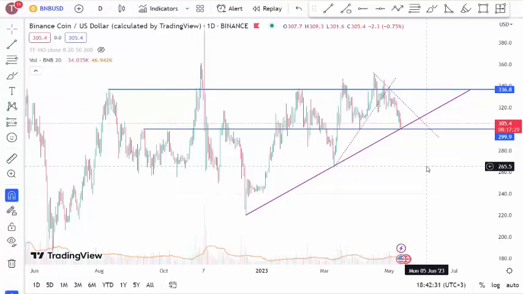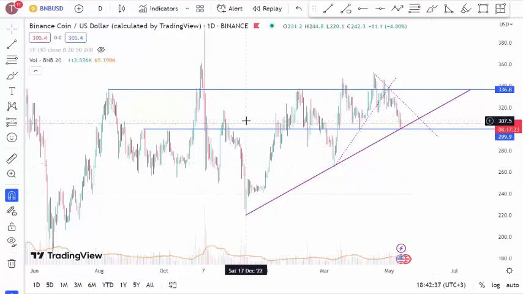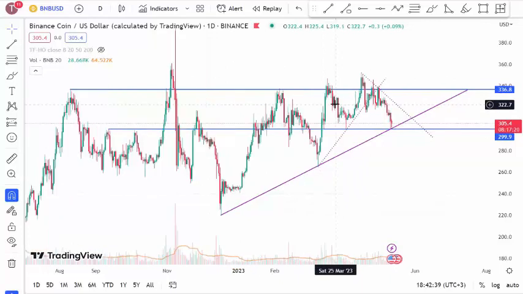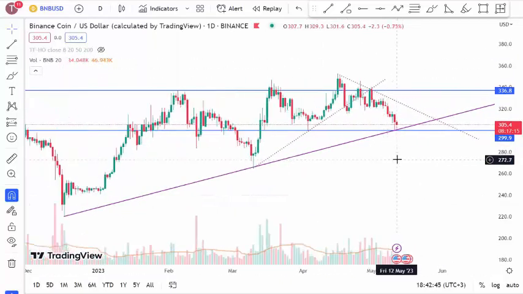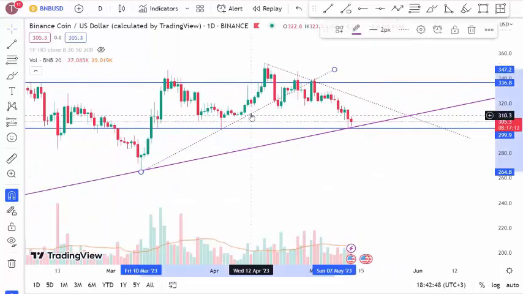Today, we will share the technical analysis of Binance Coin with you. Here, we see two large blue lines. The bottom line is interpreted as support and the top line as resistance. Additionally, we have dotted lines representing the rising and falling trends.